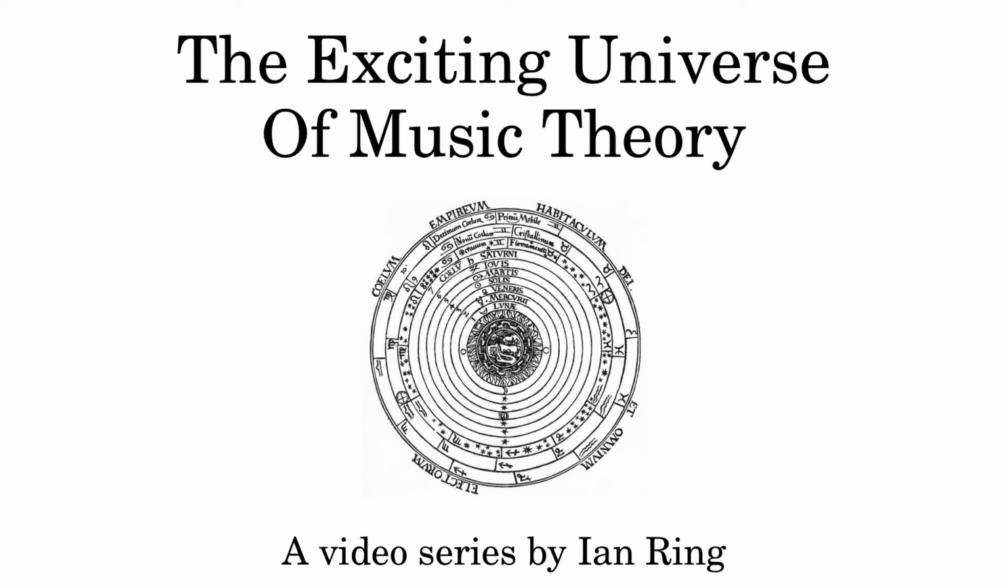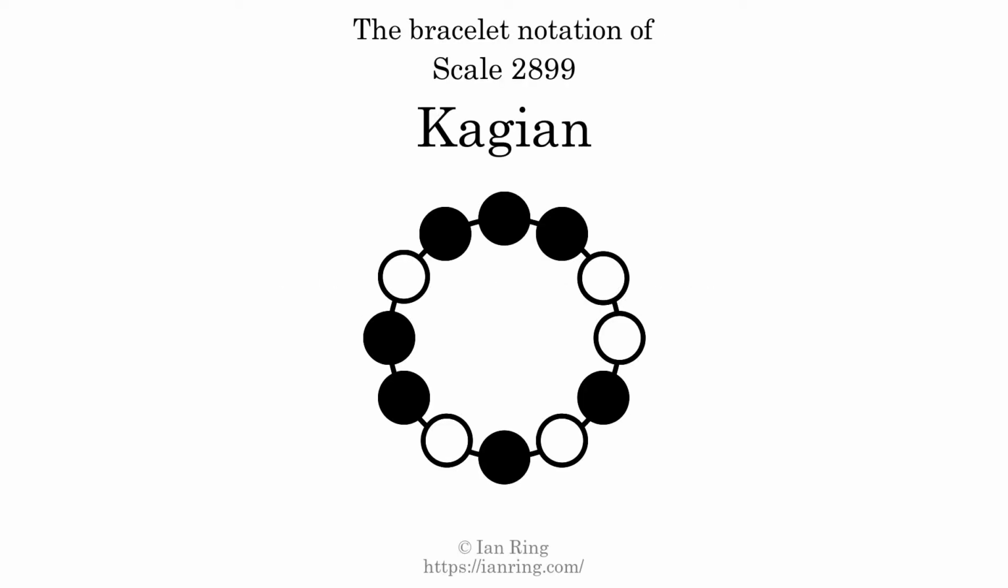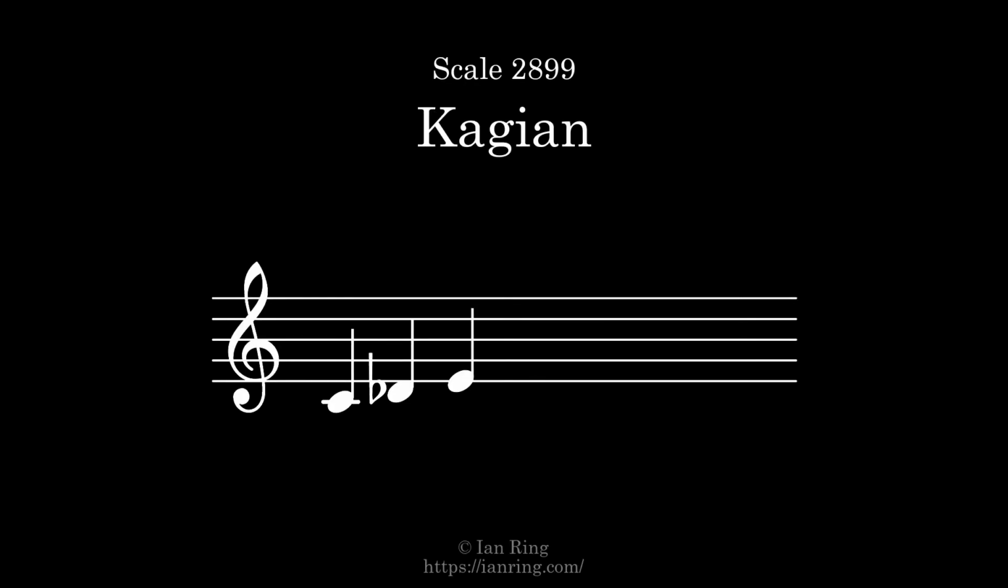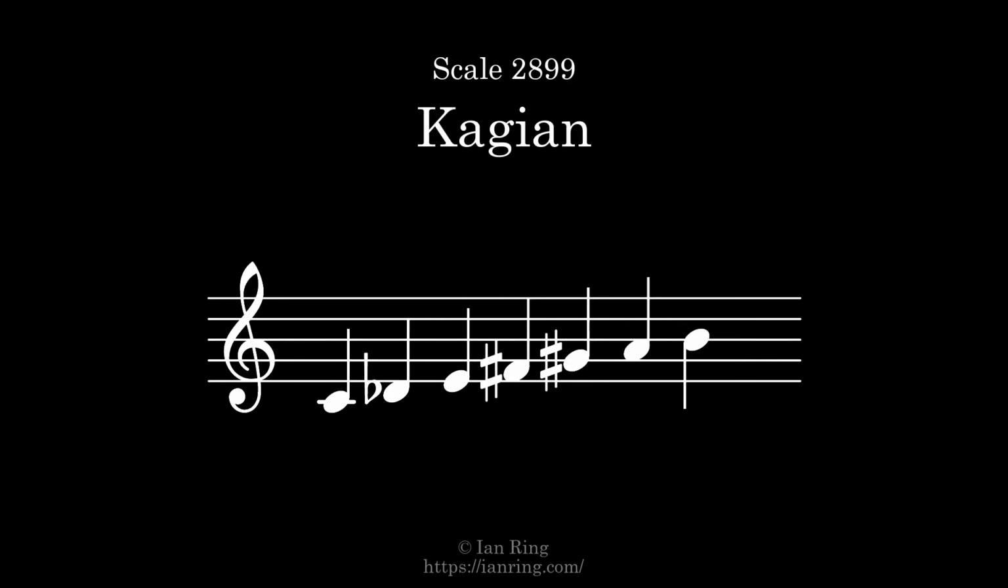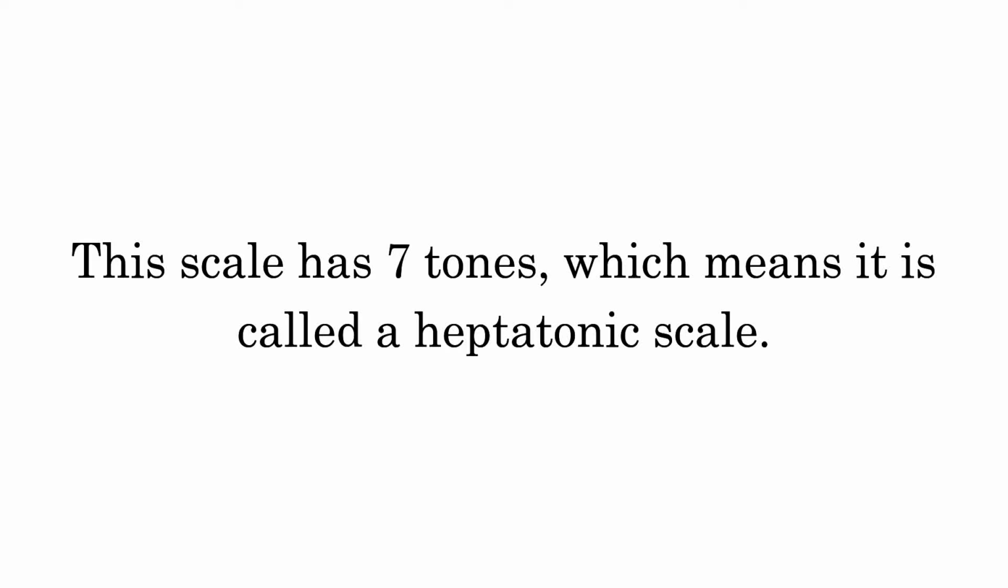Welcome to the exciting universe of music theory. Are you ready to learn? Then let's begin. Today we will talk about Scale 2899, Kagian, which sounds like this. This scale has 7 tones, which means it is called a heptatonic scale.